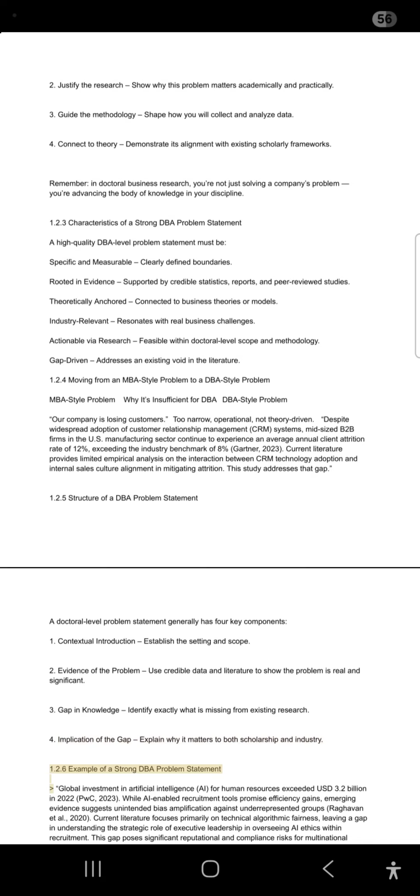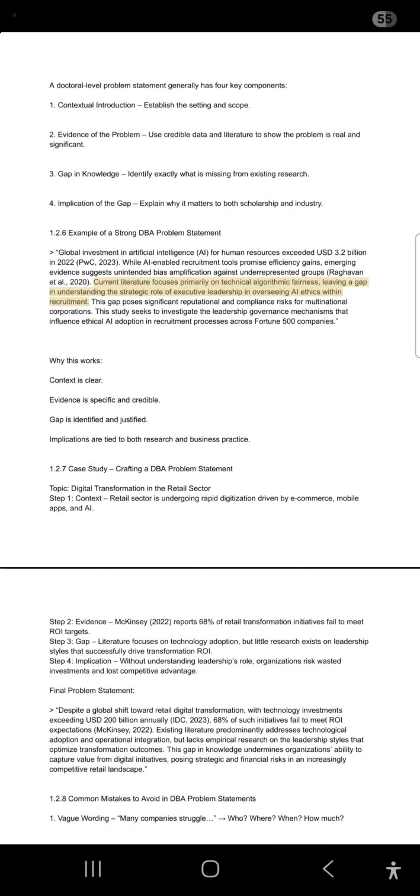1.2.6 Example of a strong DBA problem statement. Global investment in artificial intelligence (AI) for human resources exceeded $3.2 billion United States dollars in 2022 (PwC, 2023). While AI-enabled recruitment tools promise efficiency gains, emerging evidence suggests unintended bias amplification against underrepresented groups (Raghavan et al., 2020). Current literature focuses primarily on technical algorithmic fairness, leaving a gap in understanding the strategic role of executive leadership in overseeing AI ethics within recruitment. This gap poses significant reputational and compliance risks for multinational corporations.